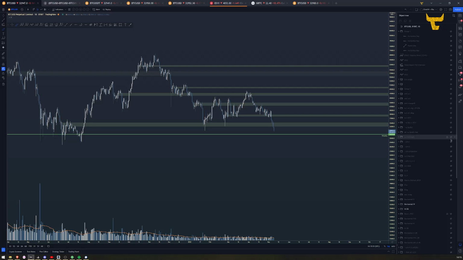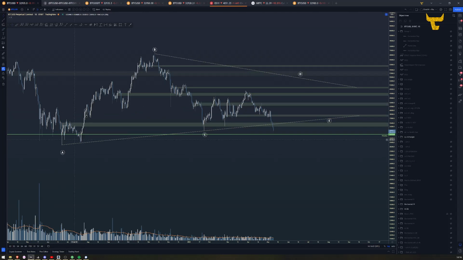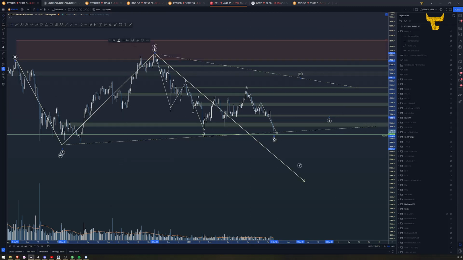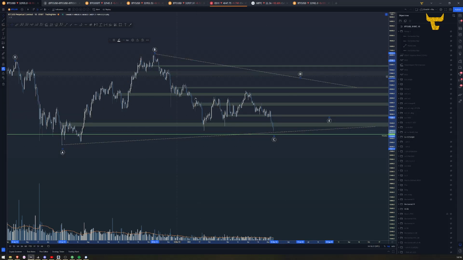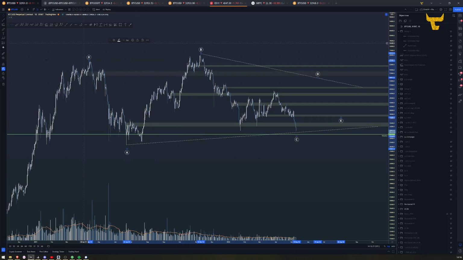We have 1 invalidation. I say invalidation, at least it invalidates the idea that we have a C finished here. In theory, as long as we don't go below the bottom of wave A here, we could potentially just be extending that triangle and say, well, wave C was just not finished yet. The same way it can be a WXY here. A WXY can fit a triangle. So it could.